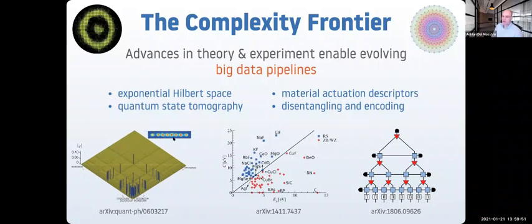That's 10 atoms. What if we want to do 12 atoms? Well, then you need like 100,000 experiments. That's just not going to happen. So we need things like these deep neural networks potentially to help us with this problem.